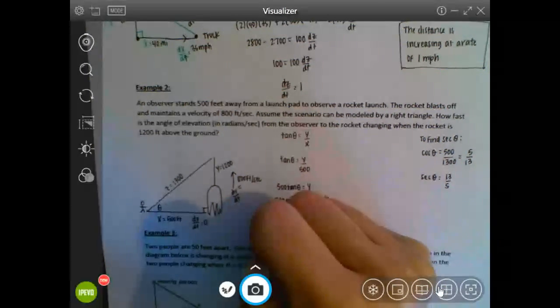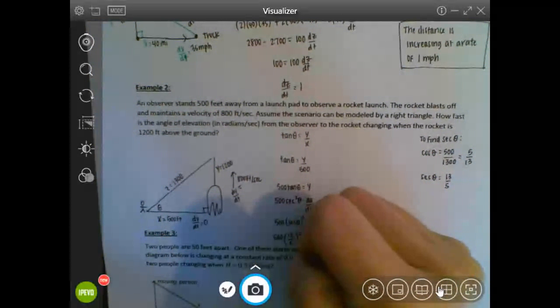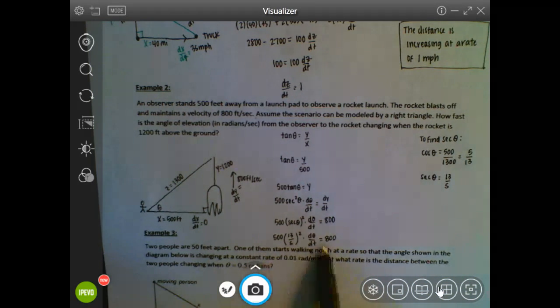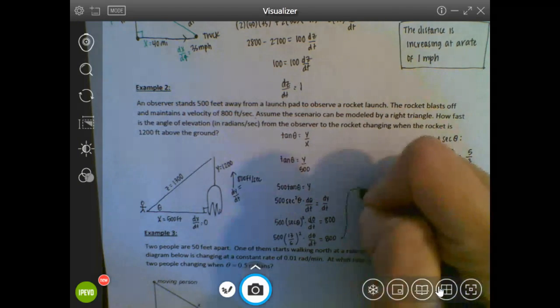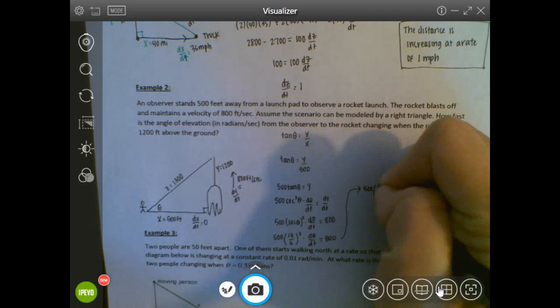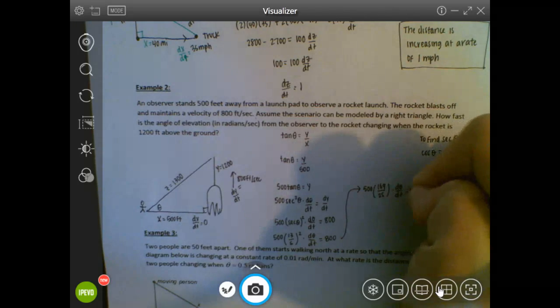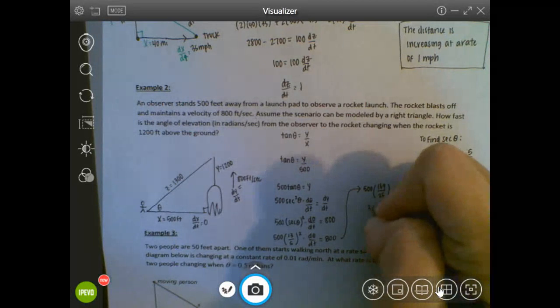So I'm going to say that's 500 times the quantity of 13 over 5 squared times d theta dt, and that's equal to 800. Now I've filled in all the other variables that I need values for, and I'm left with the one thing that I'm looking to find here. So now it's just a matter of doing some algebra. I'm going to multiply that out. So 500 times 169 over 25 times d theta dt is equal to 800. I believe when you multiply that out, that gives you 3380.